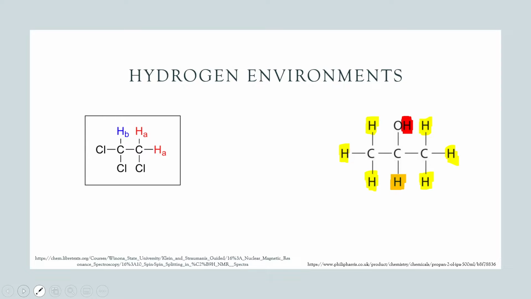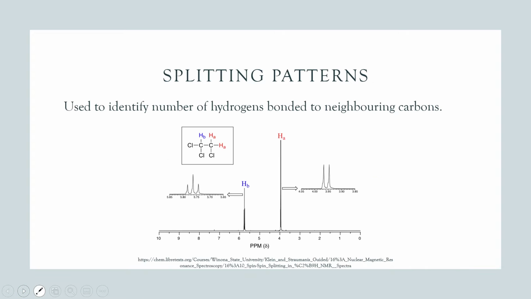So now that we know a little bit more about what hydrogen environments are and how to identify them, let's look at how we can apply some of this idea to splitting patterns. We can use a splitting pattern to identify the number of hydrogens bonded to neighboring carbons. And there is this idea of the N+1 rule.